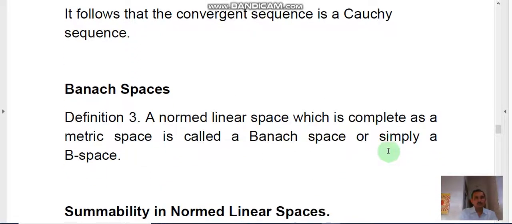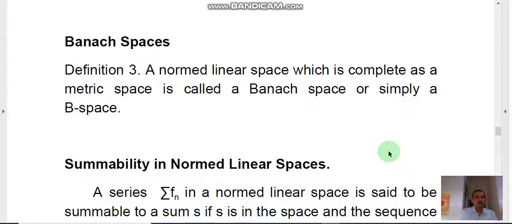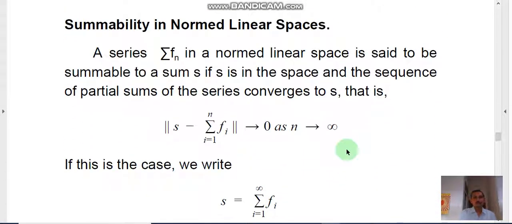Now we define the Banach space. The definition is this: a normed linear space which is complete as a metric space is called a Banach space, or simply a B space. So if in a normed linear space every Cauchy sequence is a convergent sequence, then this type of space is known as a Banach space.